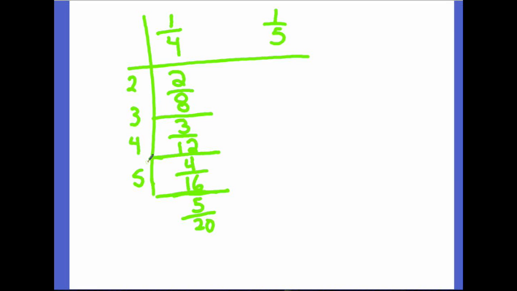And then we do the same for the other number. We already have 1 because 1 times 1/5 is 1/5. So you take 2 times the top number is 2, 2 times the bottom number, 10. Separate them. 3 times 1 is 3, 3 times 5, 15. 4 times 1 is 4, 4 times 5 is 20.